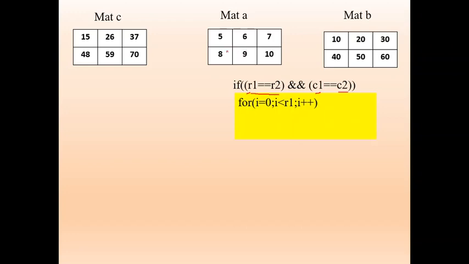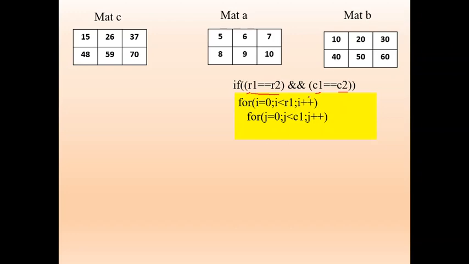Here, how many rows am I having? R1 rows. Here my R1 is 2. I am having 2 rows, that is represented as R1. I is 0, I is less than R1, I plus plus. That is the outer loop. Next, the inner loop. Inner loop is for columns.